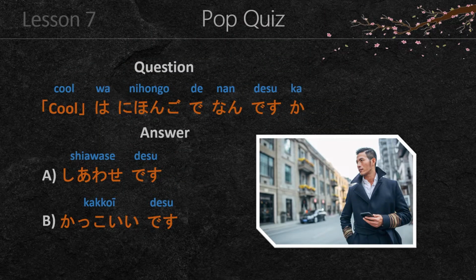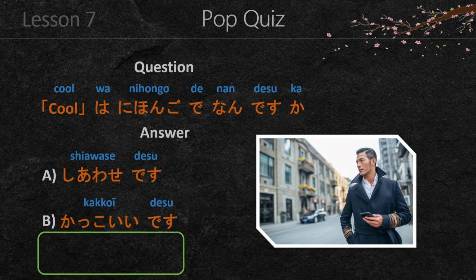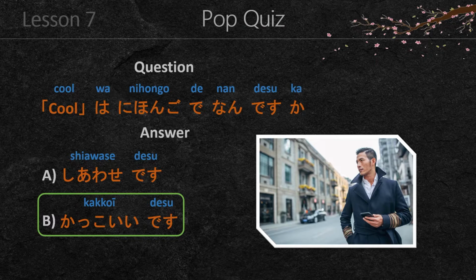The lesson 7 pop quiz is Kuo wa Nihongo de nan desu ka? The possible answers are shiawase desu or kakoi desu. If you answered kakoi desu, you're correct.